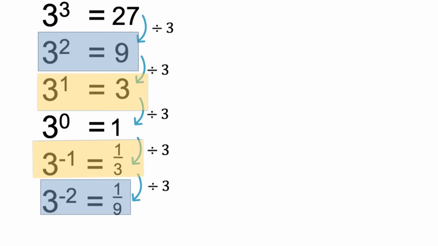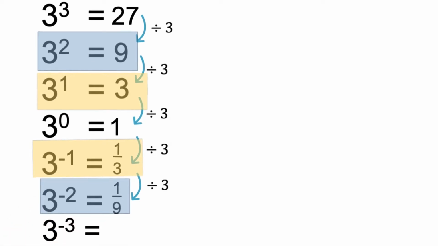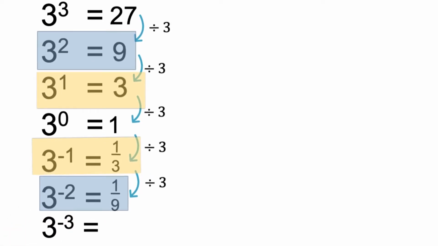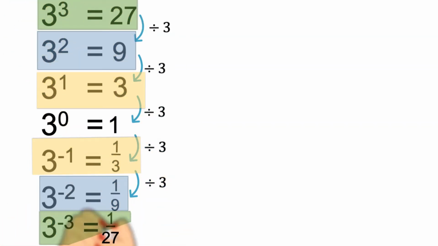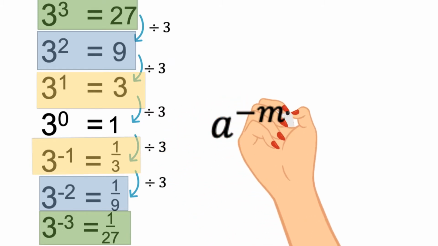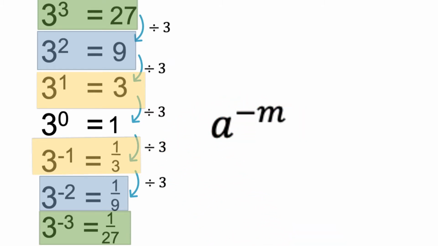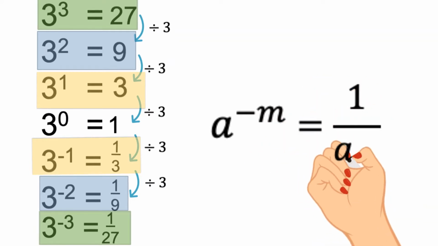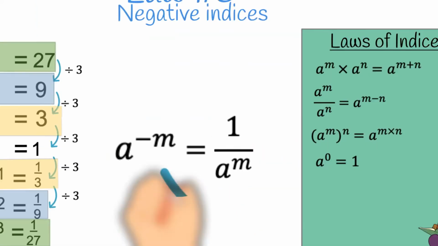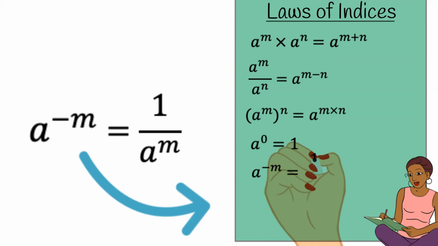Surely, using this information, if I want to find 3 to negative 3, I just look at 3 to the power of 3 and do 1 over that result. So 1/27. And there is your 5th law of indices. If you have a to the negative m, that is equal to 1 over a to the positive m. Please add that to your laws of indices.